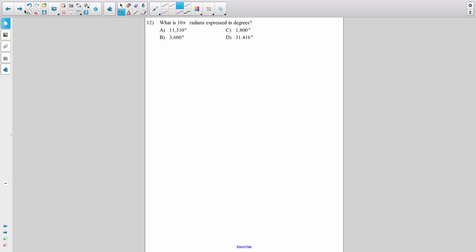Now for question 12, we're going just the opposite, right? We have radians, and we want to go back to degrees. So when converting from radians to degrees, put degrees on top, right? The last time we put pi on top, let's just put degrees on top. Let's see what that means.